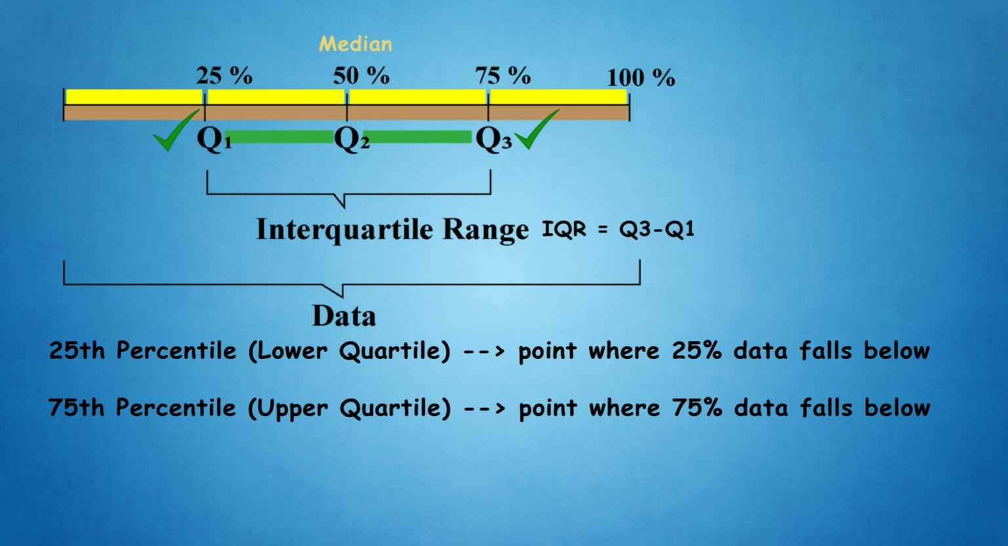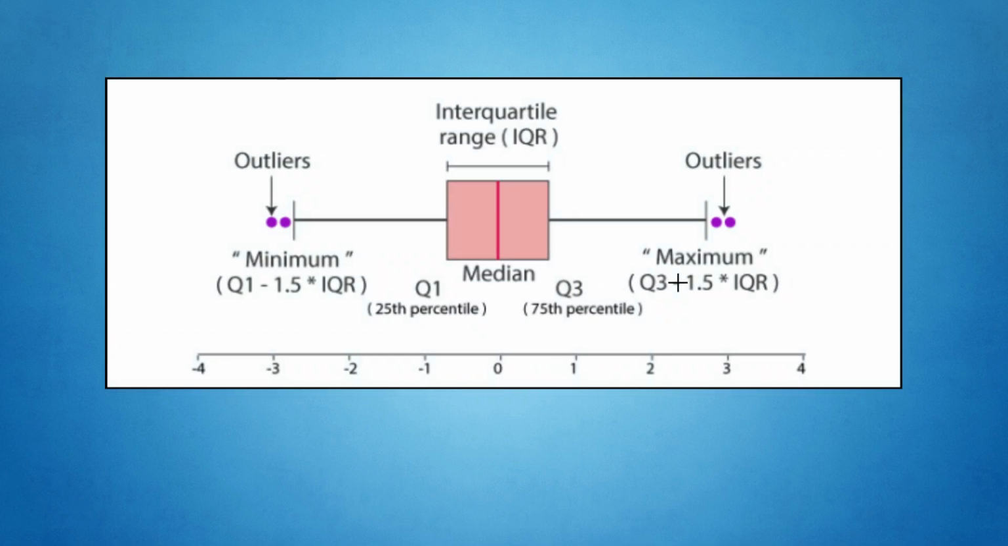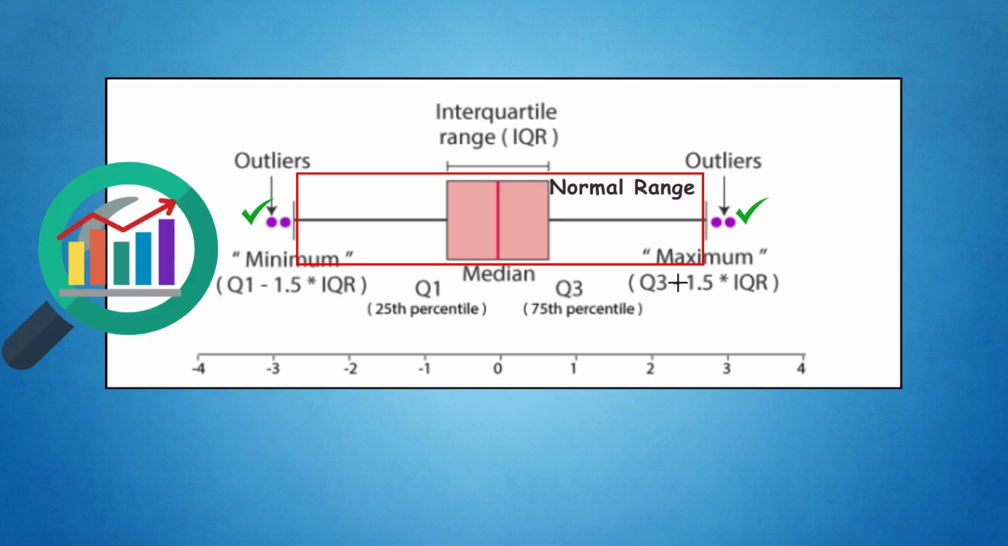The IQR gives you a sense of variability in the data without being thrown off by extreme values, unlike the range, which just looks at the difference between the minimum and maximum values. In IQR, the normal data range lies within 1.5 times the IQR from Q1, or the first quartile, to Q3, or the third quartile. Any data points outside this range can be considered outliers, while those within the range are considered normal. In other words, IQR acts like a lens, helping you focus on the true heart of the data.